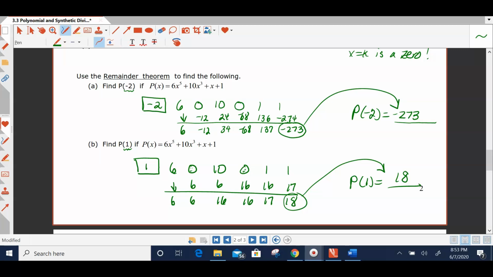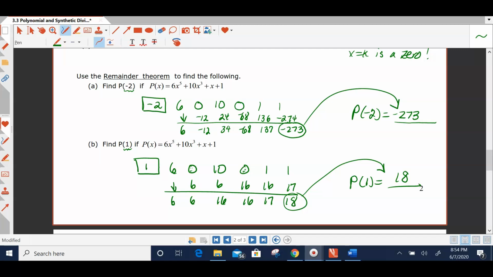All right, let's wrap up this information from section 3.3. Let's recall what we did on the last video. We were showing how the remainder theorem works. And remember, the remainder theorem says when you divide by a value in this box, the remainder is actually the function value for that polynomial.